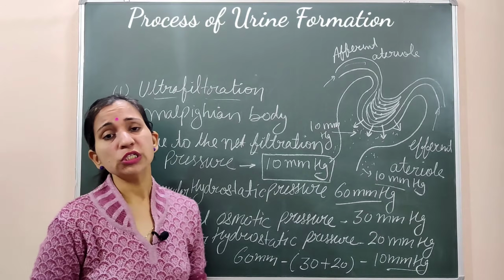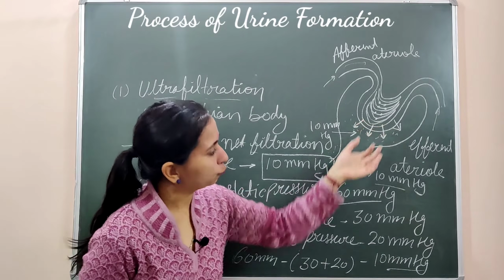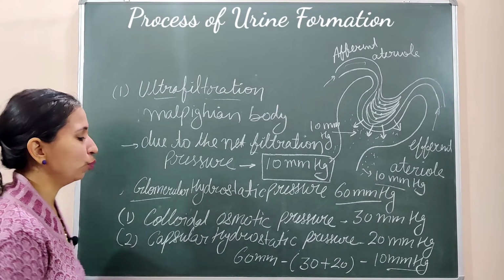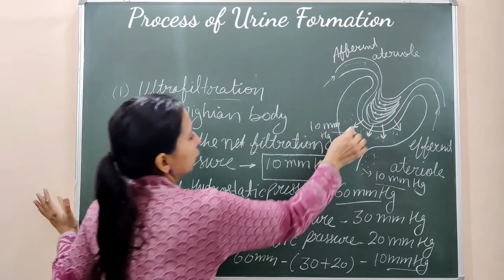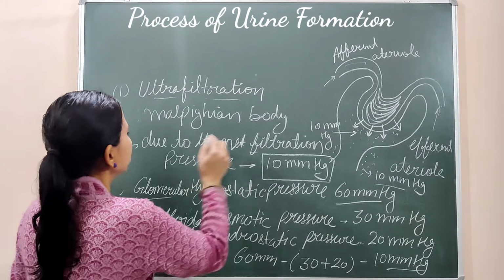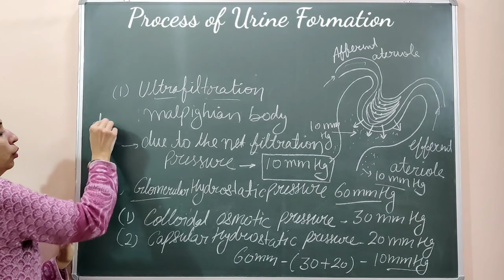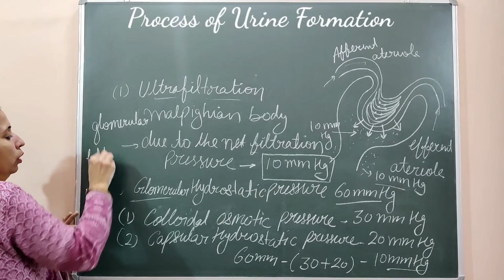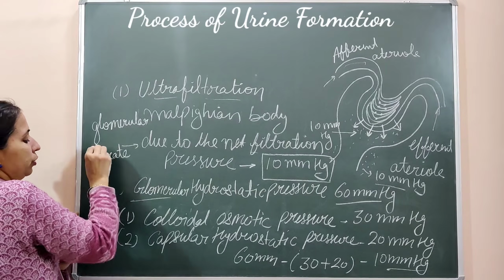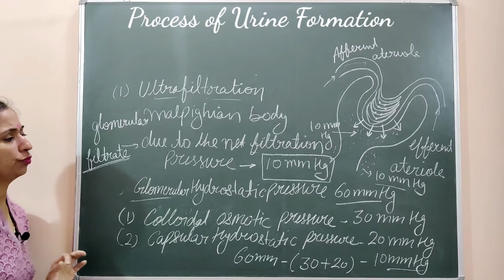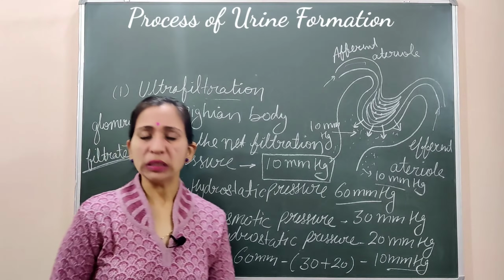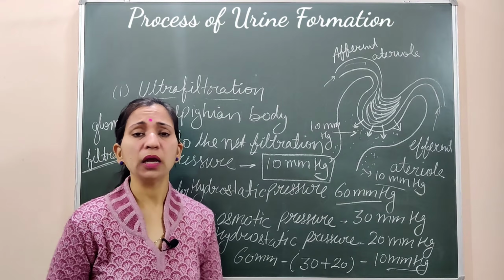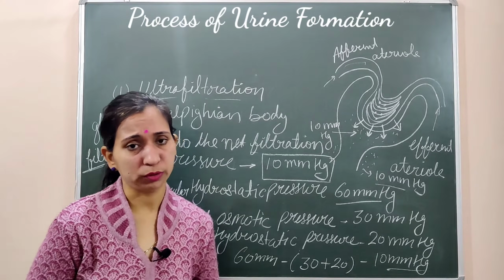The filtrate coming out through the blood capillaries is known as glomerular filtrate. The filtrate which is formed here is known as glomerular filtrate. First of all, we see what substances are present in the glomerular filtrate and what amount of this filtrate is formed.